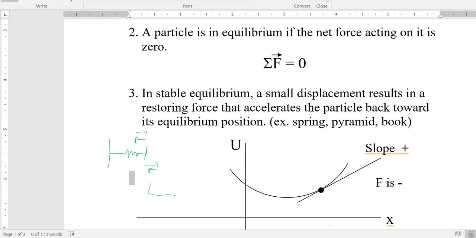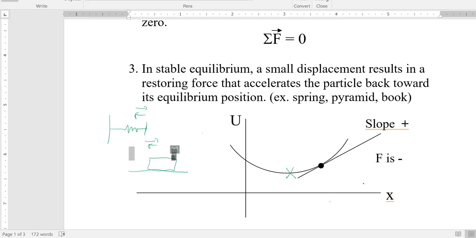Another one is, let's say you have a book on a tabletop. If I lift one end of the book a little bit, the book tries to go back down to the ground. That's what we call stable equilibrium. If I lift it up, there's a downward force acting on it, trying to move it back to its equilibrium position. Now, on this graph here, let's say this is a graph of stable equilibrium. There's a bottom. This is the point of stable equilibrium.